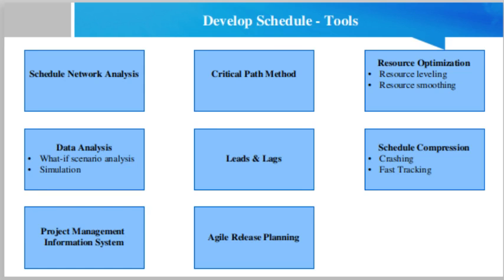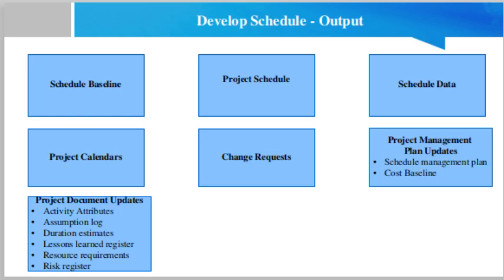Now we shall talk about the outputs of this process. The first one is the schedule baseline. Schedule baseline is the approved version of a schedule model that can be changed only through formal change control procedures and is used as a basis for comparison to actual results. It is accepted and approved by the appropriate stakeholders as the schedule baseline with baseline start dates and baseline finish dates.